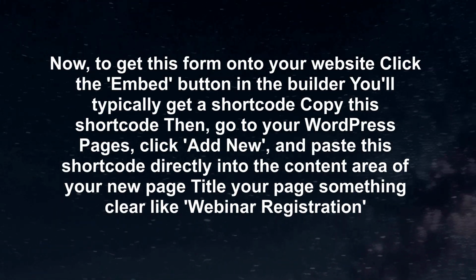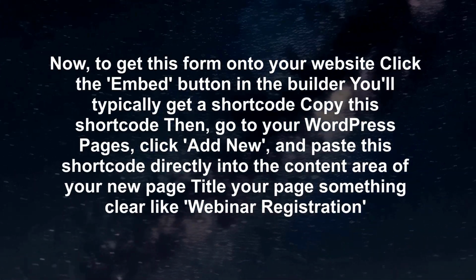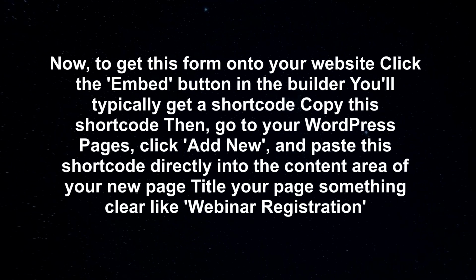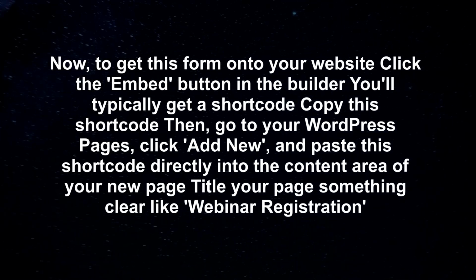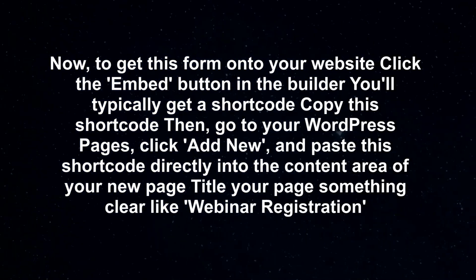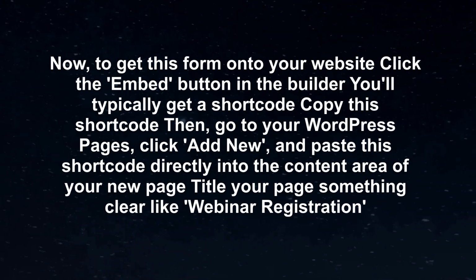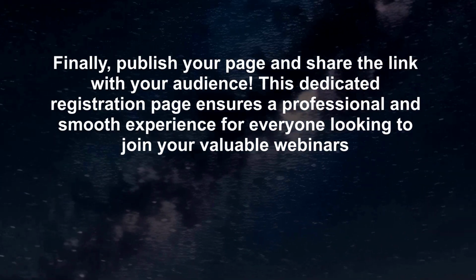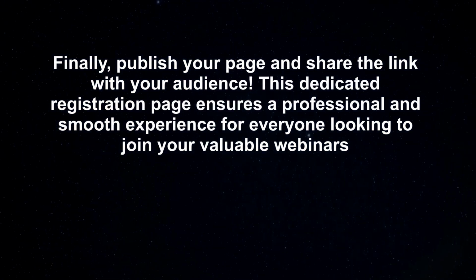Now, to get this form onto your website, click the Embed button in the builder. You'll typically get a shortcode. Copy this shortcode, then go to your WordPress pages. Click Add New, and paste this shortcode directly into the content area of your new page. Title your page something clear like Webinar Registration. Finally, publish your page and share the link with your audience.